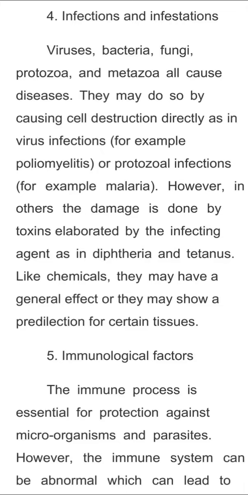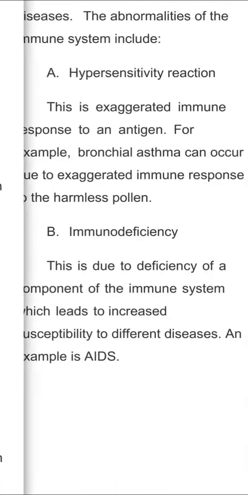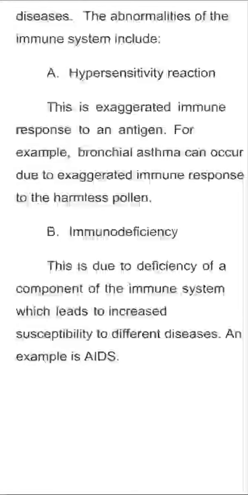Like chemicals, they may have a general effect or they may show a predilection for certain tissues. While speaking about the immunological factors, the immune process is essential for protection against microorganisms and parasites. However, the immune system can be abnormal, which can lead to diseases. The abnormalities of the immune system include hypersensitivity reaction. This is an exaggerated immune response to an antigen. For example, bronchial asthma can occur due to the exaggerated immune response to harmless pollen.